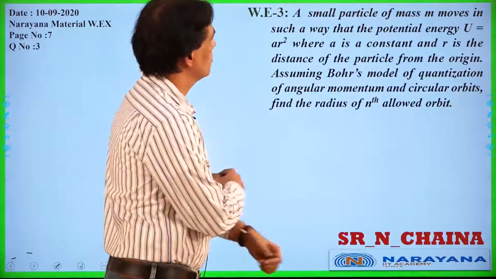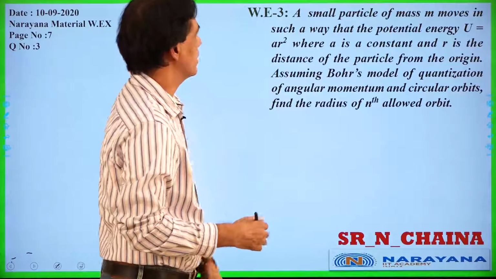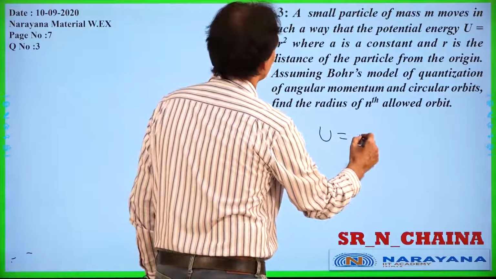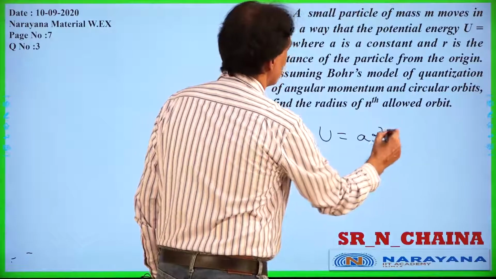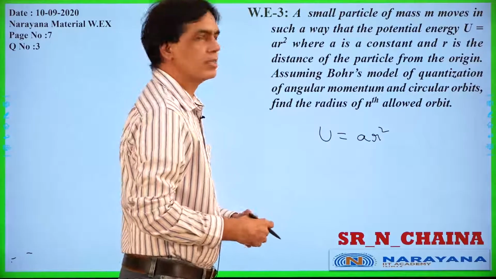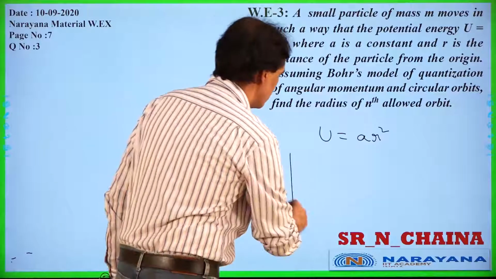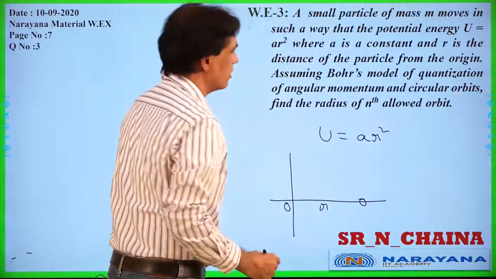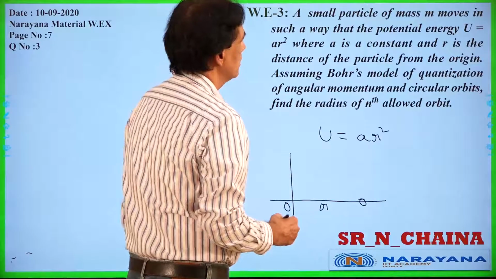So here a small particle of mass m moves in such a way that its potential energy is given, which is equal to A r square. And here A is a given constant and r is the distance of the particle from the origin. So that means, for example, let this be some origin and there is a particle here which is at a distance r from the origin.